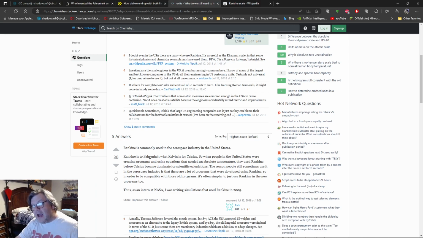Rankine is to Fahrenheit what Kelvin is to Celsius. So when people in the United States were creating programs and using equations that needed an absolute temperature, they used Rankine before Celsius became dominant for scientific calculations. The reason people still sometimes use it in the aerospace industry is that there are a lot of programs that were developed using Rankine. So in order to be compatible with the old programs, it's often simpler to just use Rankine in the new programs too.